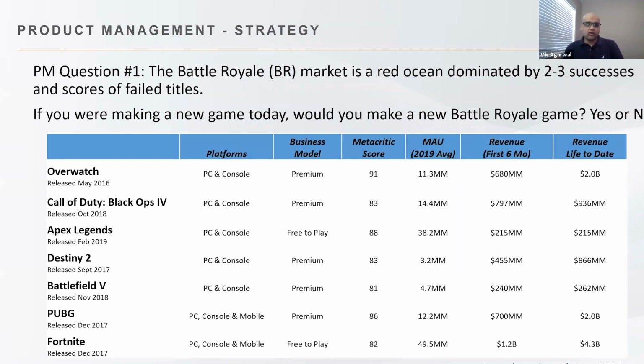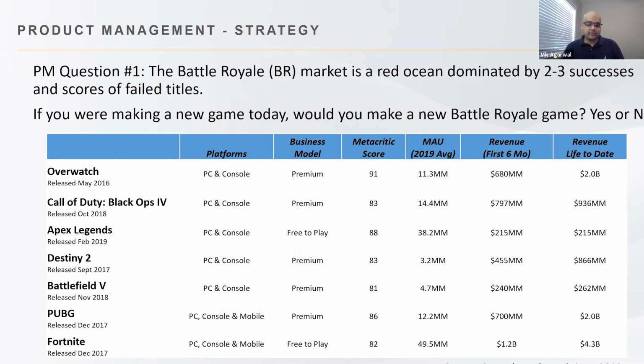Right? You can see, they're all different. Some are PC console, some are on mobile, some are free to play, some are paid. Some have really high Metacritic scores over 90, some are in the 80s. The MAU, or the monthly active users, ranges all across the board. You see there's 3 million and you see there's 38 million or 49 million. So it can make a really big difference. And the same thing in revenue, right? We see there are people who make about 240 million. It goes up all the way to billions. So it's a wide range of games. So the question always came in, would you make a battle royale today? Yes or no?